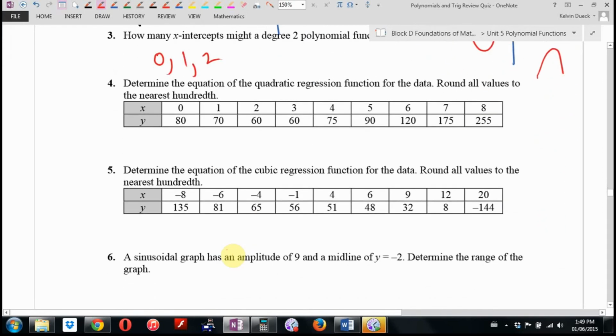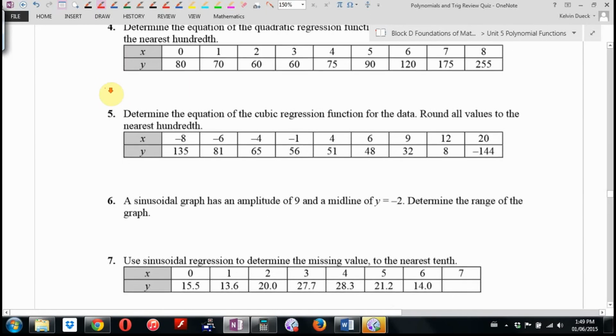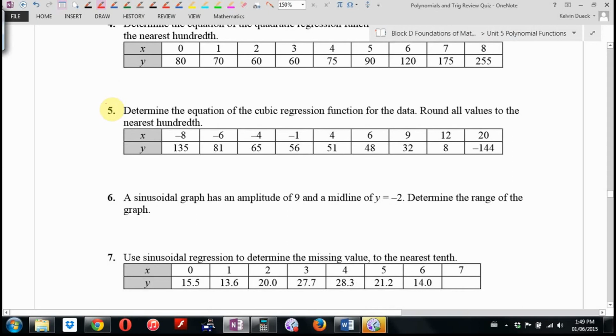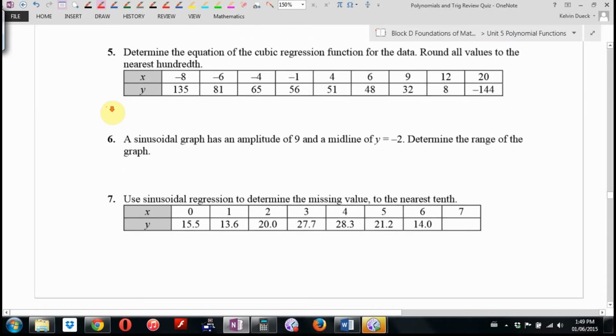Number 4: find the equation of the quadratic regression for the data. I am going to give you a quadratic regression or some kind of regression questions. Are you okay on stuff like number 4? So I'm going to skip that. I'll let you try it on your own. Okay? Number 5, find a cubic regression. Same idea, but pick the x cubed.